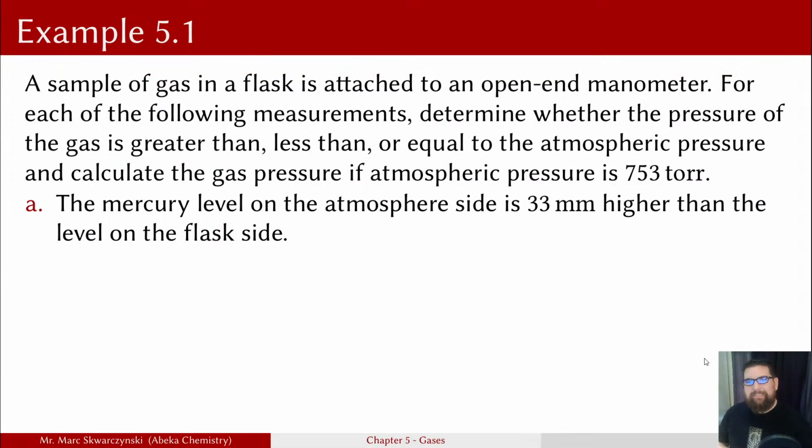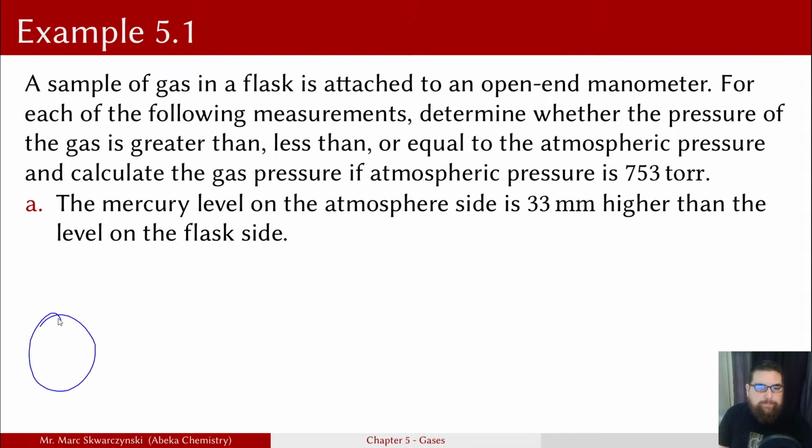The sample of gas in a flask is attached to an open-end manometer. For each of the following measurements, determine whether the pressure of the gas is greater than, less than, or equal to the atmospheric pressure, and calculate the gas pressure if atmospheric pressure right then is 753 torr. So the mercury level on the atmosphere side is 33 millimeters higher than the level on the flask side. Okay, so here's how we're going to do this. Where's my pen? There it is. Okay, so this is going to be my attempt at drawing. Please don't judge.